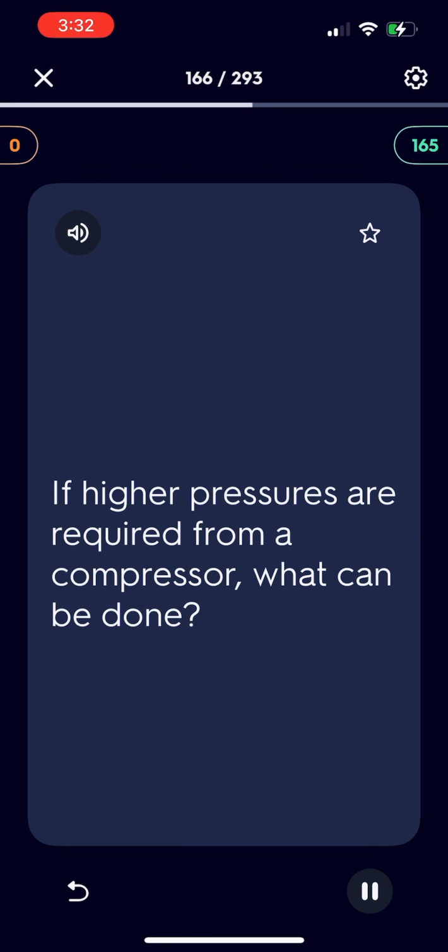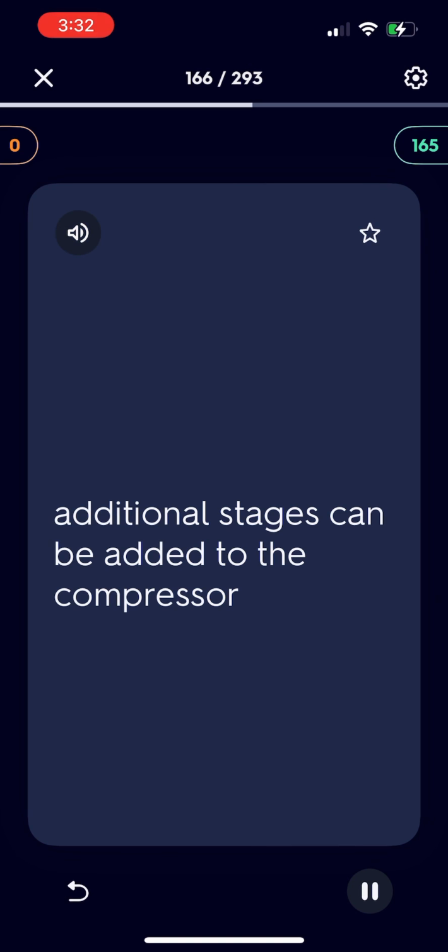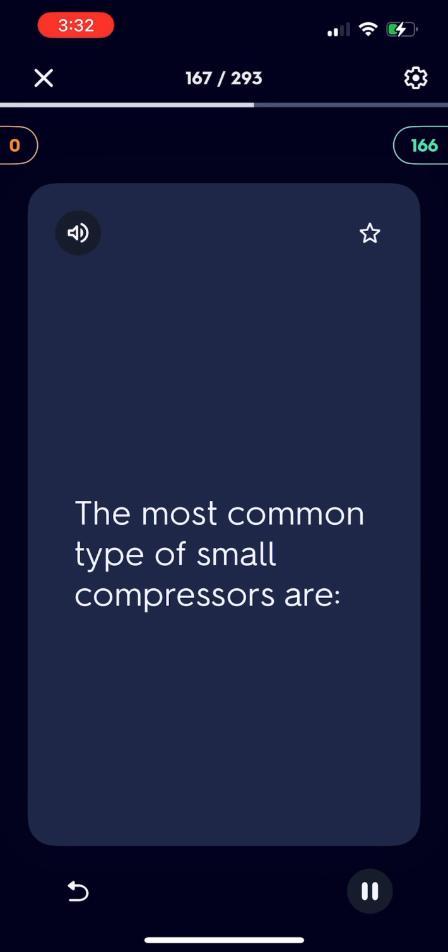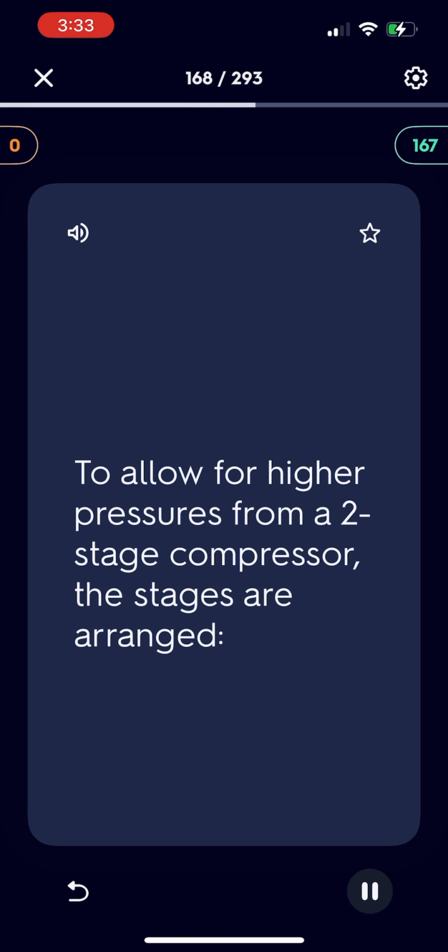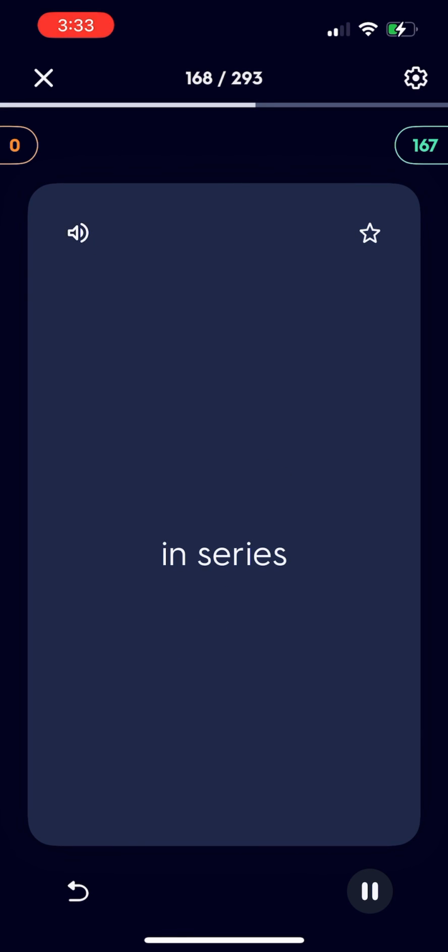If higher pressures are required from a compressor, what can be done? Additional stages can be added to the compressor. The most common type of small compressors are either vertical or V single acting air-cooled. To allow for higher pressures from a two-stage compressor, the stages are arranged in series.